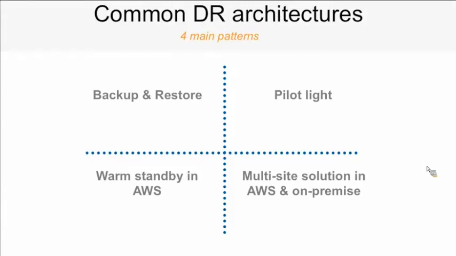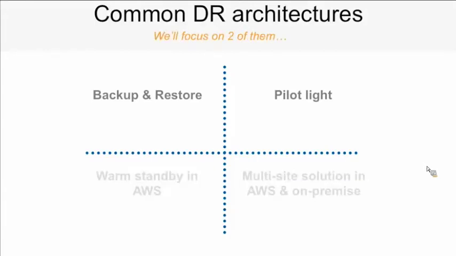We're going to focus on 2 of these today. We're going to focus on backup and restore and pilot light. And in the references that I will show you at the end of the session today, you can find out more about the other 2 patterns that are described here very briefly: warm standby and the multi-site solution in AWS and on premises. So let's start by looking at backup and restore for today.